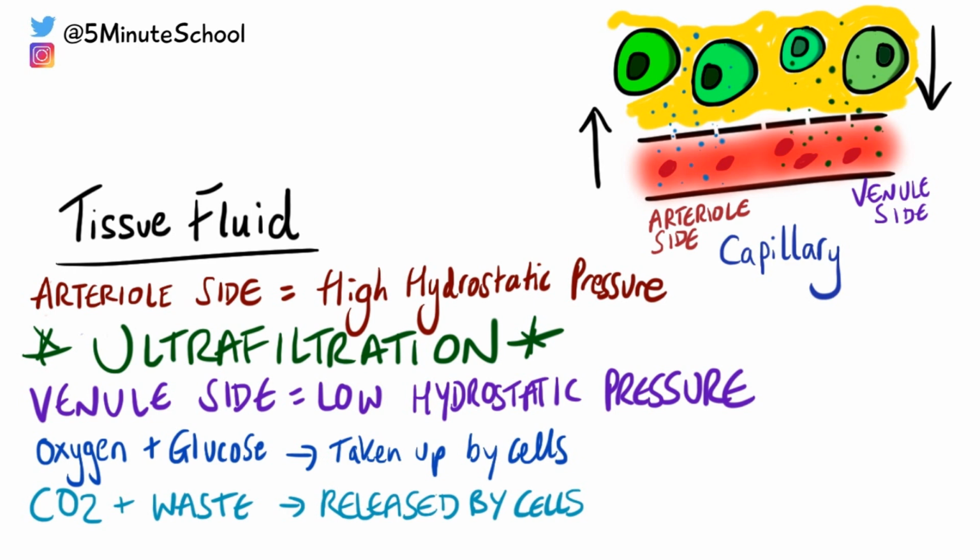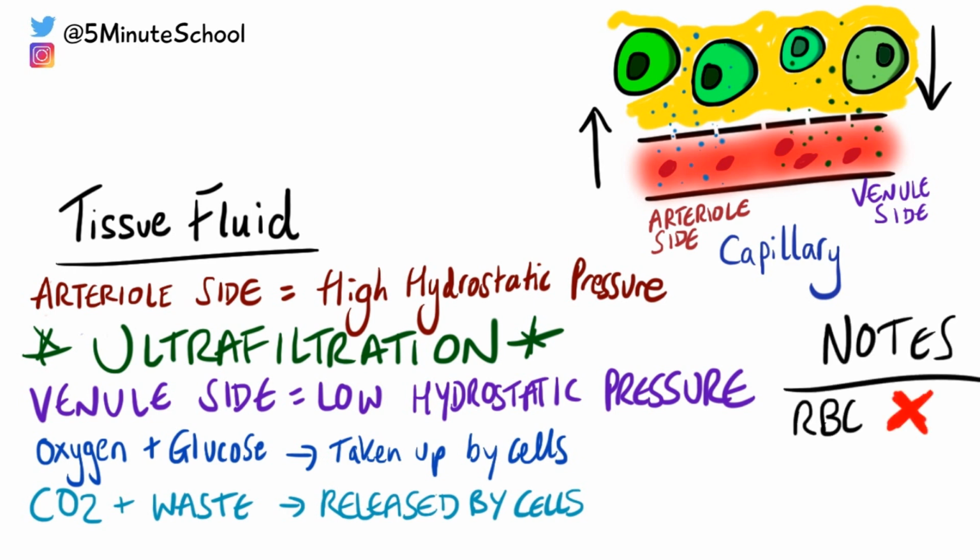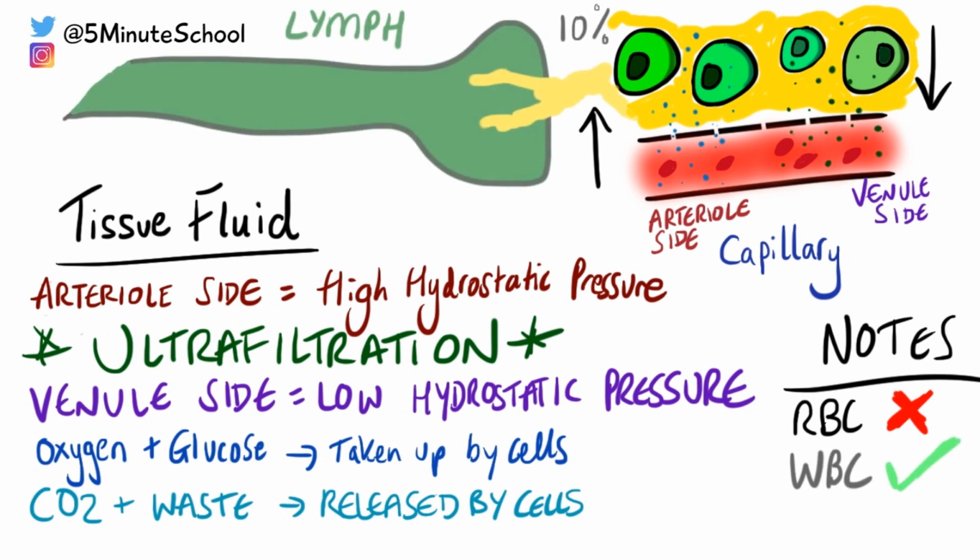Some things to note are large cells like proteins and red blood cells cannot pass through the micropores in the capillaries. White blood cells, on the other hand, are able to pass through the micropores. Another thing to note is that 90% of the tissue fluid drains back into the blood. The remaining 10% returns back to the blood circulation via the lymphatic system.